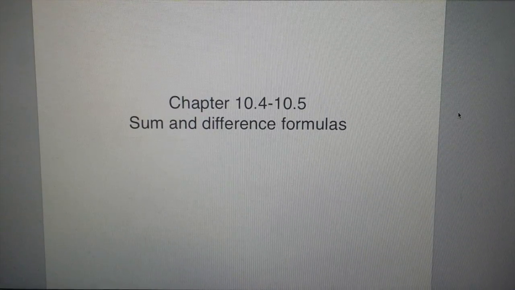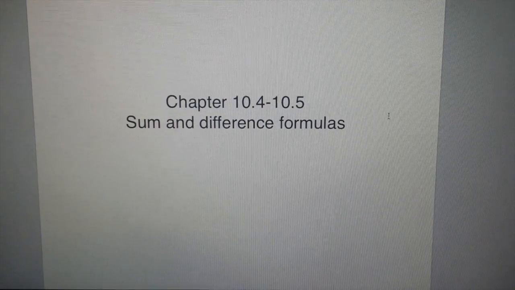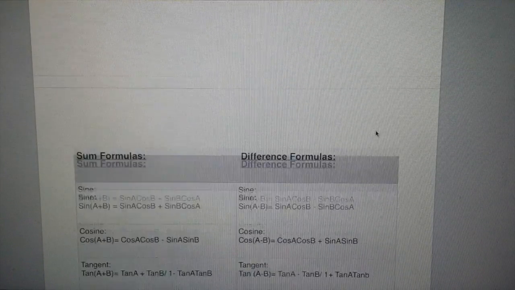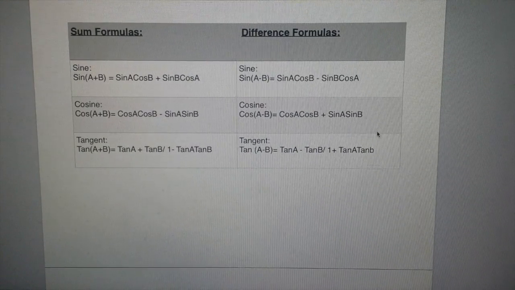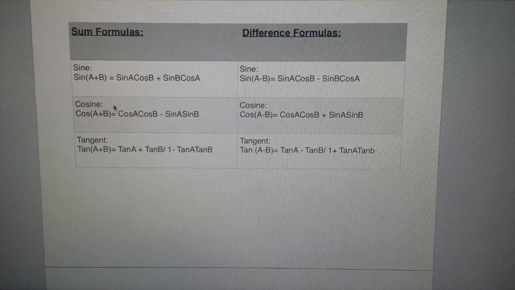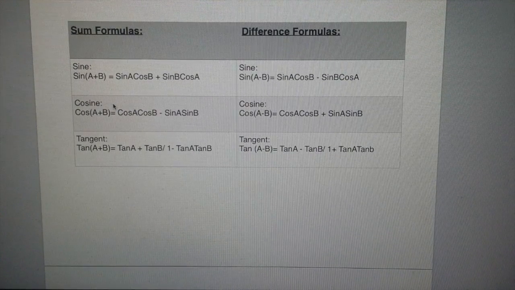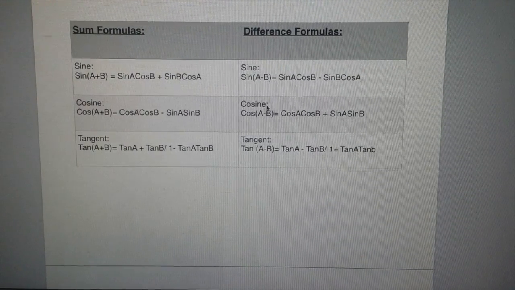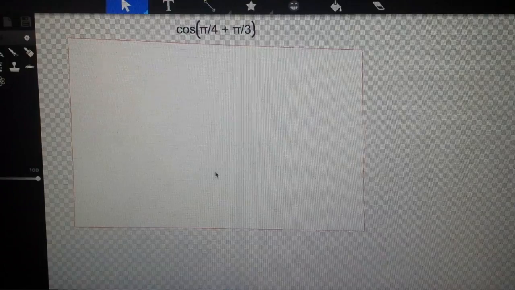Hello, I will start with 10.4 to 10.5: sum and difference formulas, along with the half angle and double angle formulas, and many others. To start, I will show you the sum and difference formulas. As you can see, the sum formulas are to be used when you have degrees and radians for which you know the exact dimensions of the triangles in a unit circle, and same thing for the difference formulas, except they're a difference. Now, to move on, I have an example problem right here.